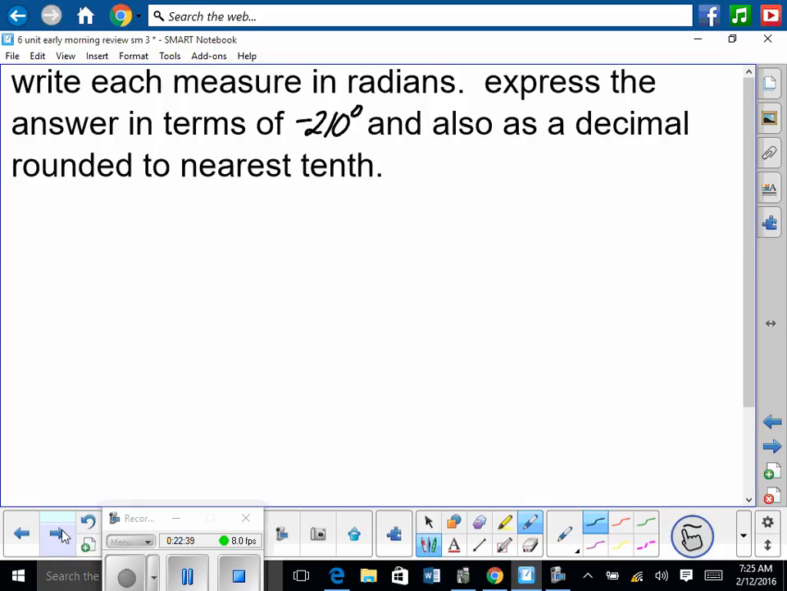Okay, it says write each measure in radians, express the answer in terms of pi and also the decimal rounded to the nearest tenth. When I did this yesterday, it was after school pretty late. So we're changing this from degrees to radians. Writing the answer in terms of pi means writing it in pi radians, and then also the decimal answer. We know from degrees to radians, we multiply by pi over 180.